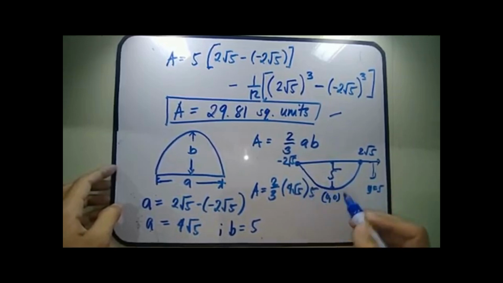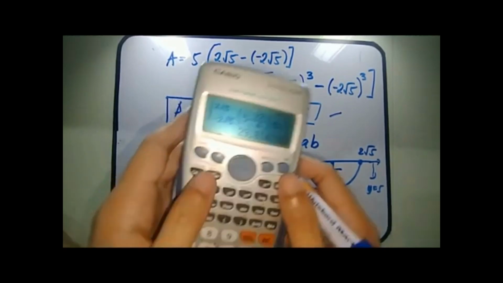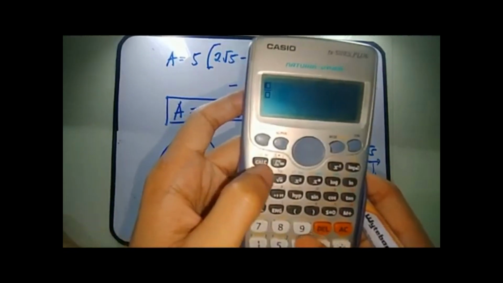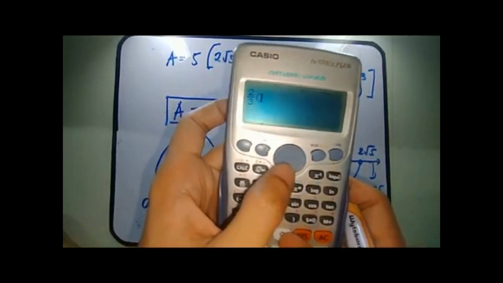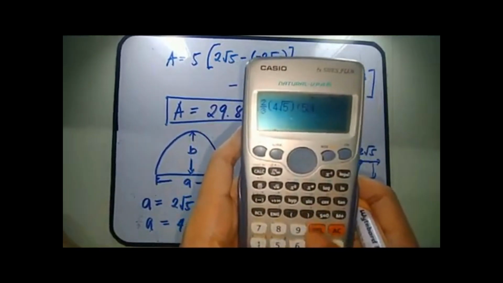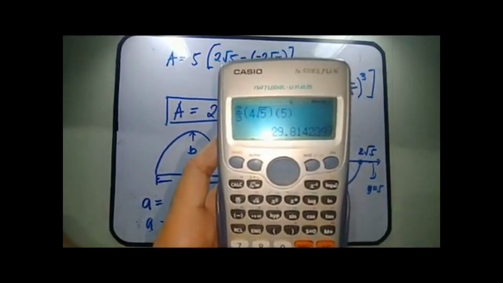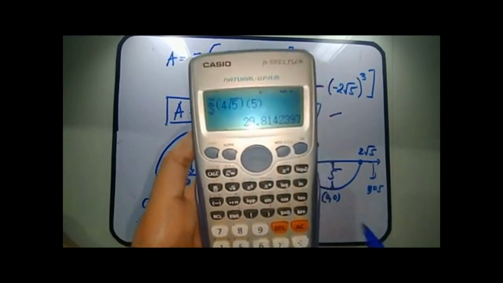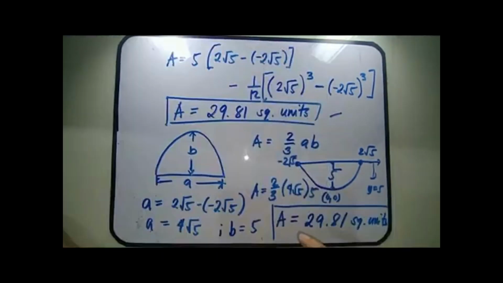So the area here will be, in the calculator, 2/3 times 4 square root of 5 times 5. So it must be equal: 29.81 square units. That is our final answer.